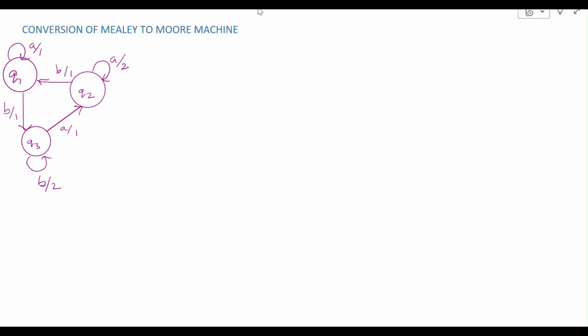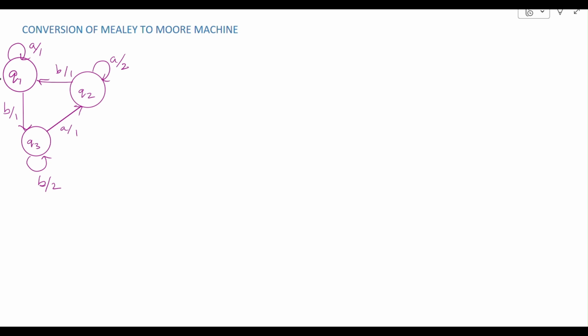This is the second problem with the conversion of Mealy to Moore machine. So this is the given question, that is, the Mealy machine is given to you. You have to convert it to the Moore machine. So how will the Moore machine look like? It will have the states and output associated together.